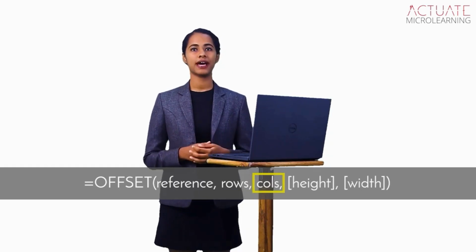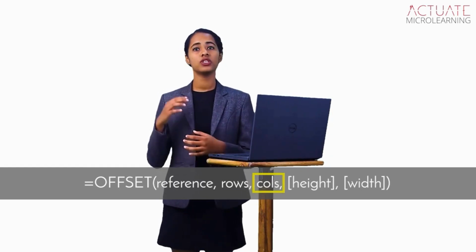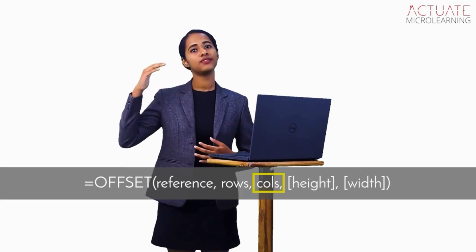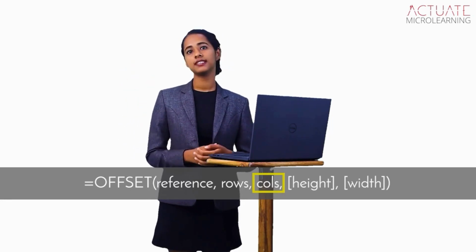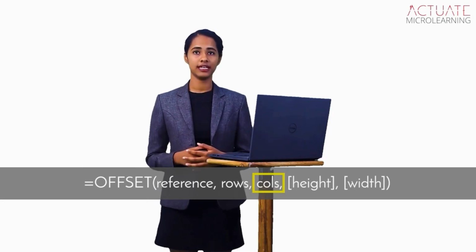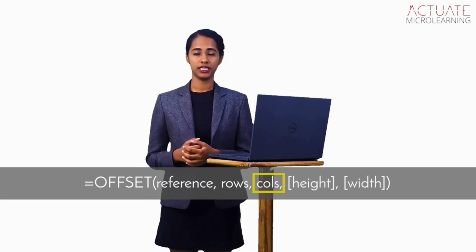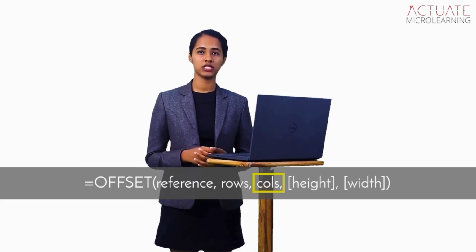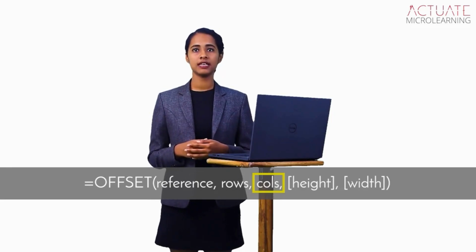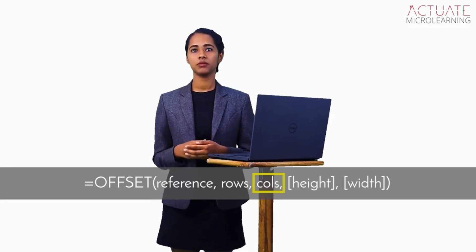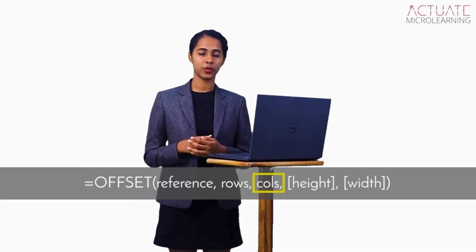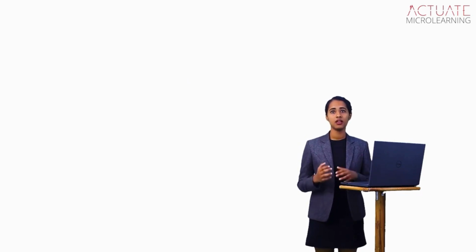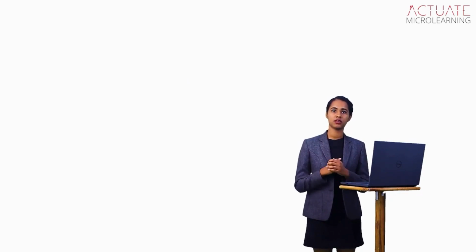Cols is a required parameter. It provides the value of the number of columns where the upper left cell of the reference range of cells will lie from the reference. This parameter can be positive or negative. Just like the rows parameter, each has different consequences. A positive value implies that we move to the right of the starting point, and a negative value implies that we move to the left of the starting point. Remember that offset does not move the contents of the cell, but merely provides a reference.